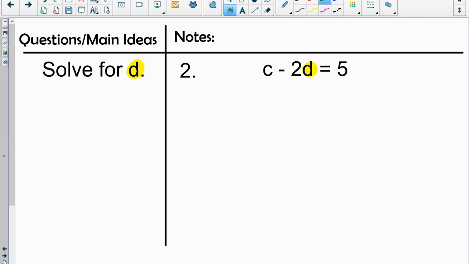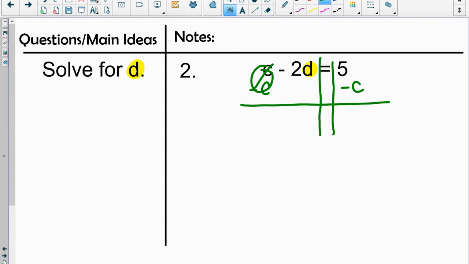So we're going to work backwards. We're going to start by moving the c to the other side. I draw my train tracks, and because c is positive, I can move it to the other side by taking it away. Let's see what we're left with. C take away c is 0. And when I bring down the 2d, I have to be careful to remember it's actually negative 2d. On the right-hand side, I have 5 minus c, which I cannot combine because they're not like terms. I have to leave it as just 5 minus c.